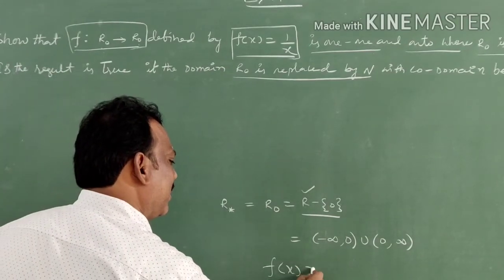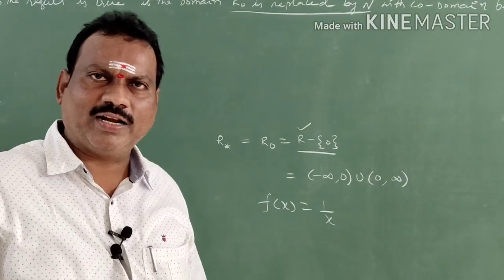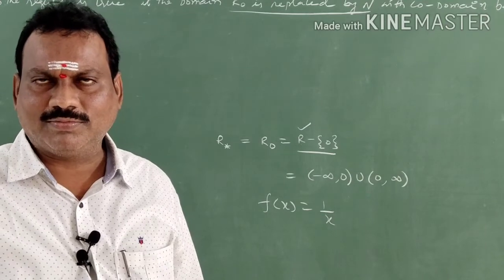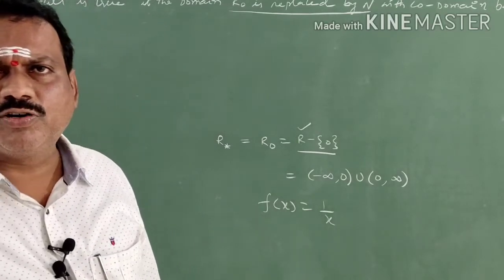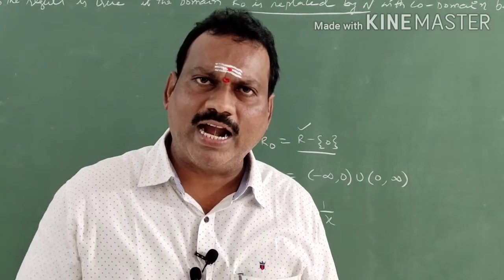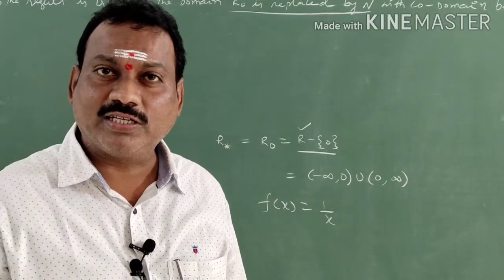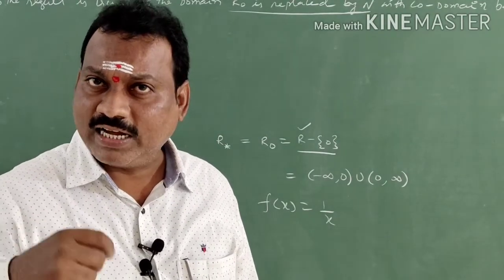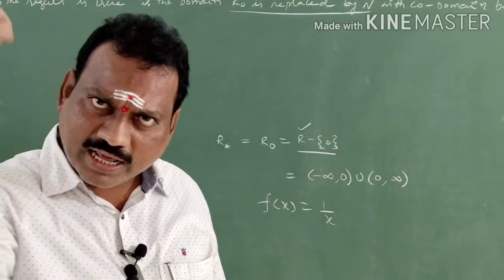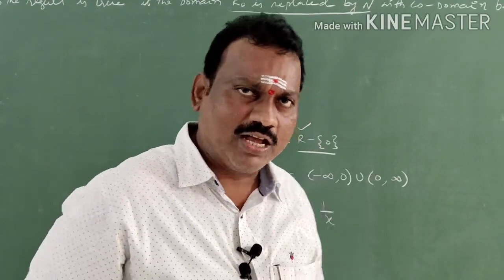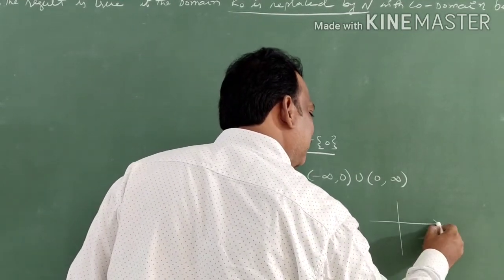I think you are familiar with some types of functions in first PU. You remember this function is also there. It is called the reciprocal function. So what is the graph of the reciprocal function? In first PU you are familiar with some graphs: quadratic function, especially f of x is equal to x square, f of x is equal to x cube, modulus function, signum function, greatest integer function, constant function, identity function. Correct or not, students? The reciprocal function is also in that. You will get it like this.